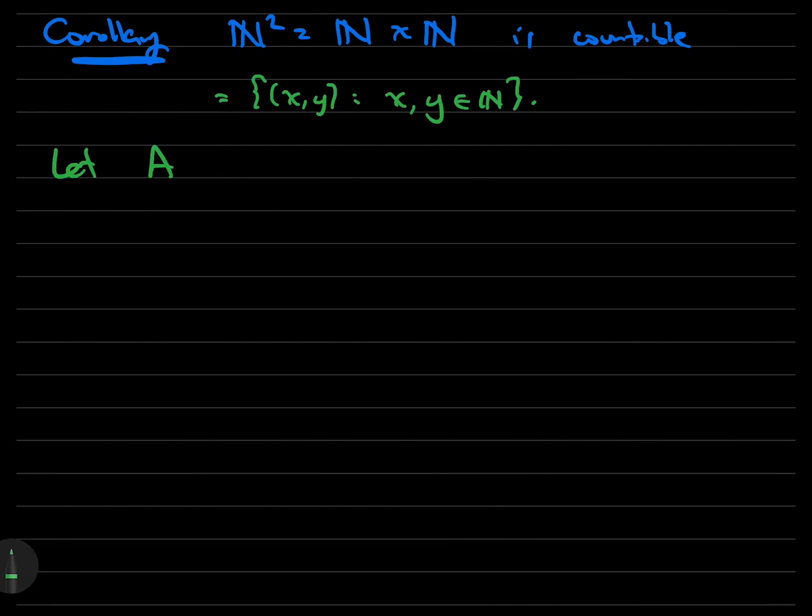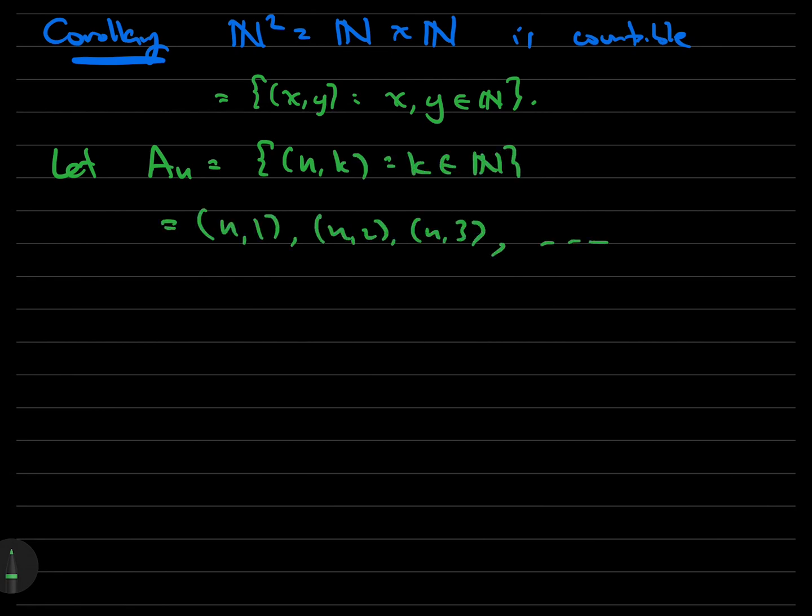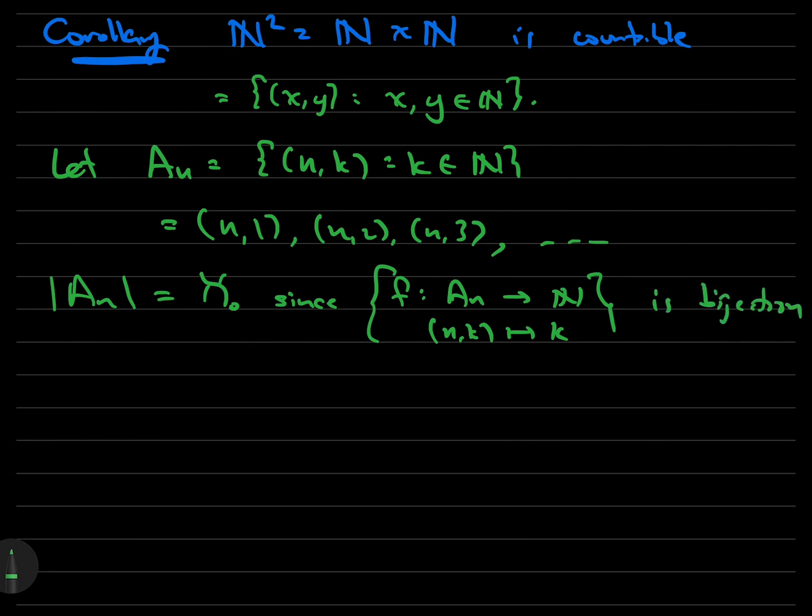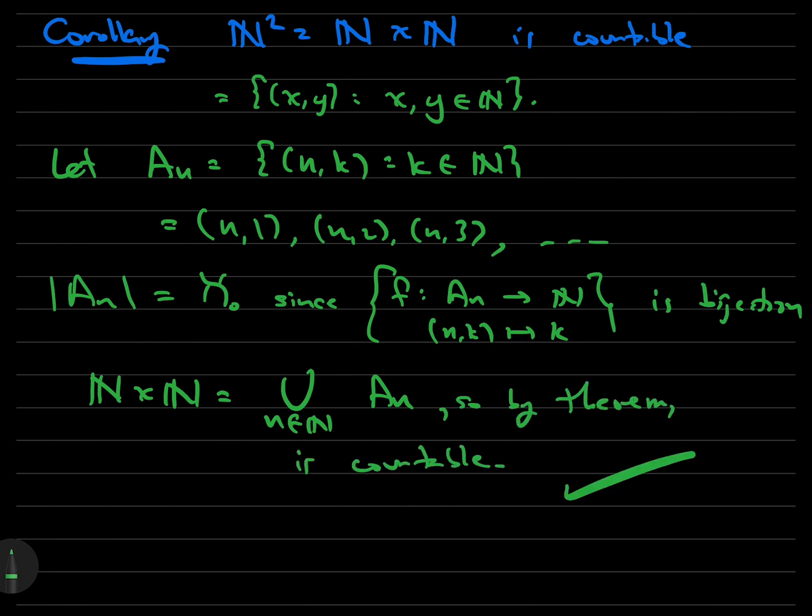We also have a couple of nice corollaries from this. We can show that the set of pairs of natural numbers, sometimes written as N cross N or even N squared, is countable. We can generalize this idea: if we look at vectors of length p, where the entries are natural numbers, this set of vectors also forms a countable set.